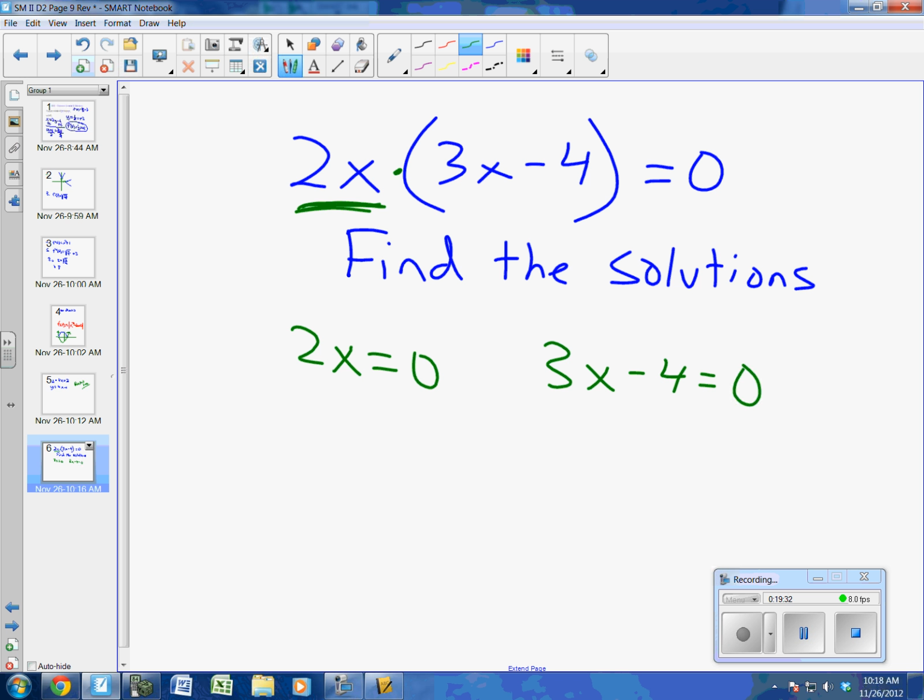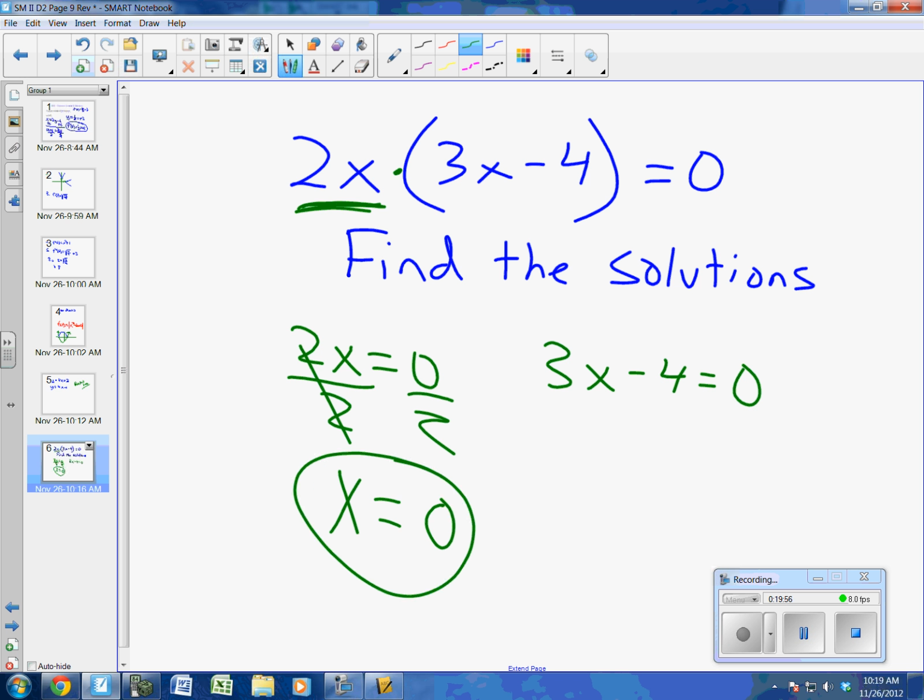I set each factor equal to 0, and I can solve those, and that's going to tell me where my zeros are. What am I going to do to solve this factor right here, you guys? Divide by 2. 2 divided by 2 is 1, so you get x equals 0 divided by 2, which is what, you guys? What's 0 divided by 2? 0. There's one of your answers right there.